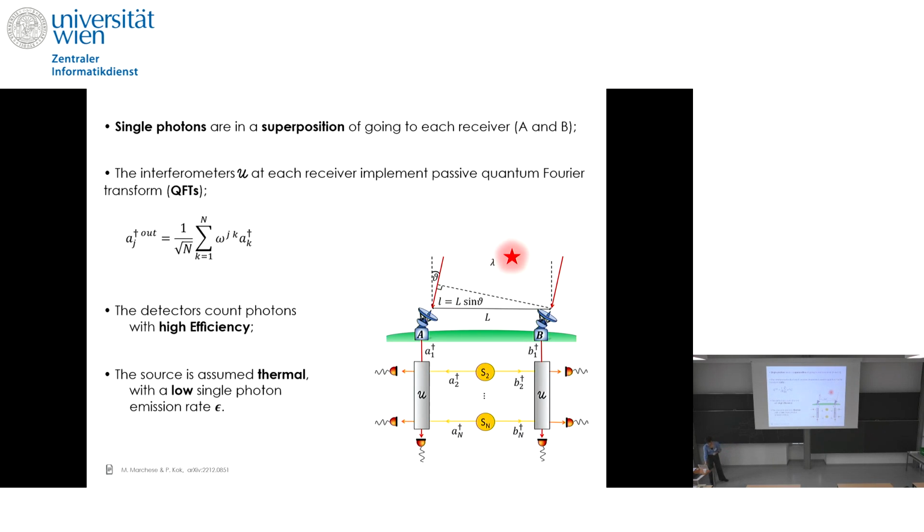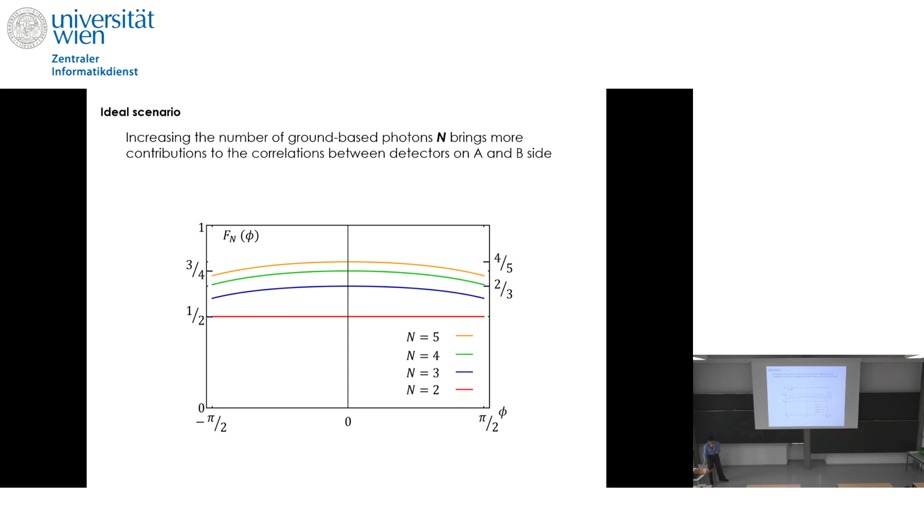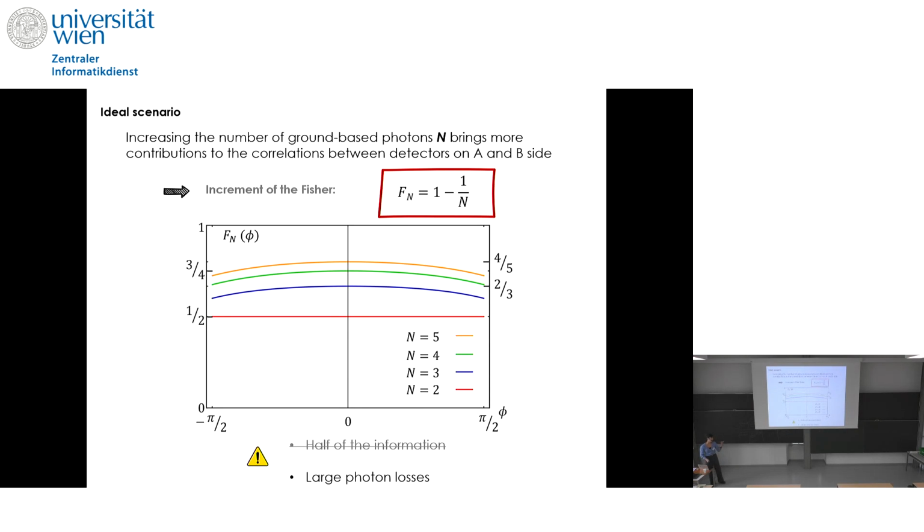epsilon. So in an ideal scenario, when we increase this number of sources, this is what happens to the Fisher information. We go from 2 photons, so one from the star, one from the base, up to 5, and we see that there is an increment in the Fisher information. So this is actually good and solves the first problem we were mentioning. We are gaining a little bit more information from increasing the correlations between the two receivers. However, we still have to take into account the photon losses.